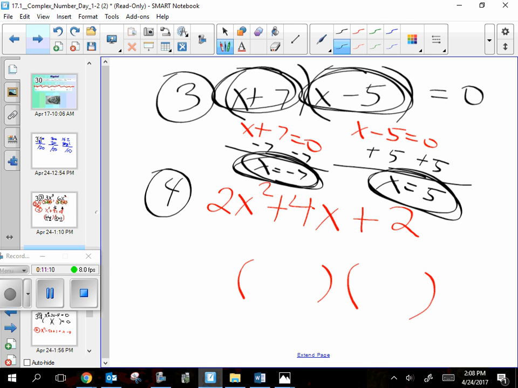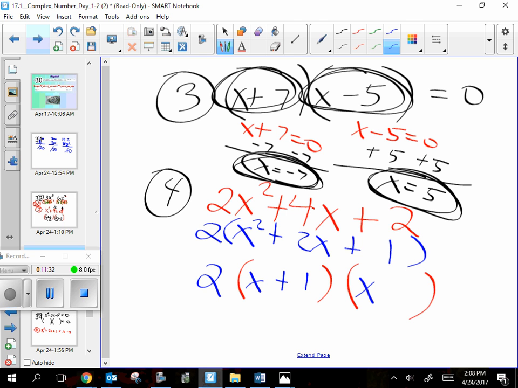Good. Next one. This is one of the hardest kinds, because first you have to take the 2 out of everything, and then see what you have left. x squared plus 2x plus 1. Now, if you don't have that on your paper, you probably didn't do it right. Final answer: 2 is in front, x and x, plus 1 and plus 1. That is factored all the way.